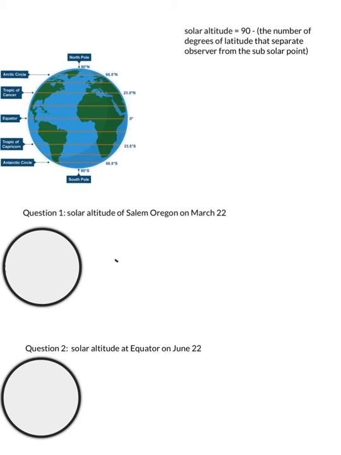So let's first label the four main dates where we know where the subsolar point is. Looking up at the globe above, we know that on June 22nd, the sun is directly overhead at the Tropic of Cancer. That's called the June solstice. We also know that on or around December 22nd, the sun is directly overhead at the Tropic of Capricorn.